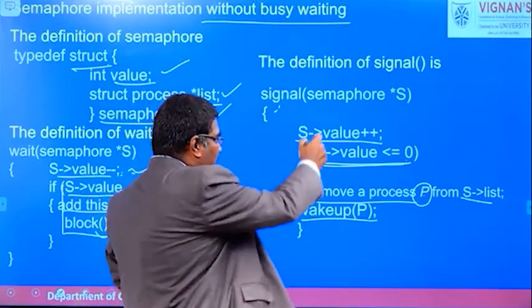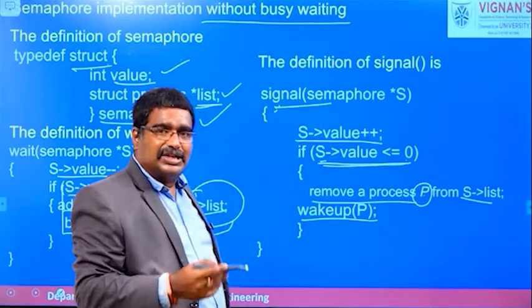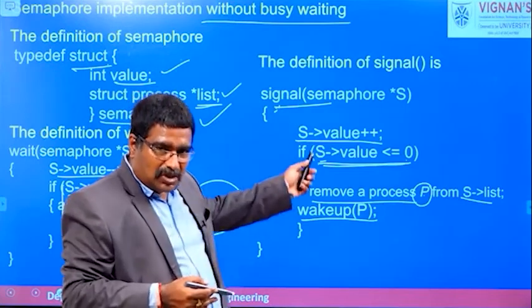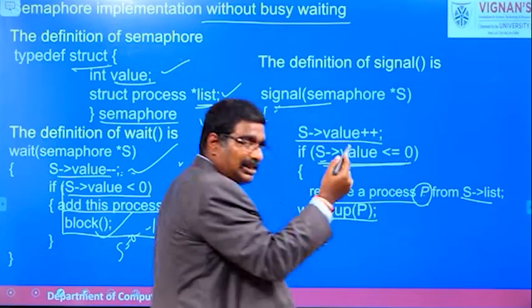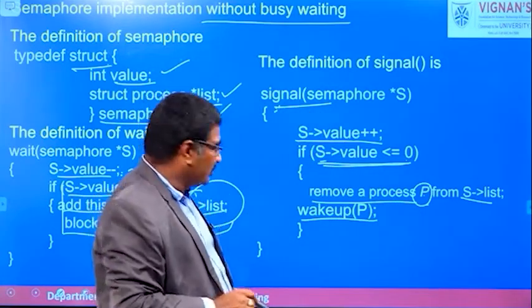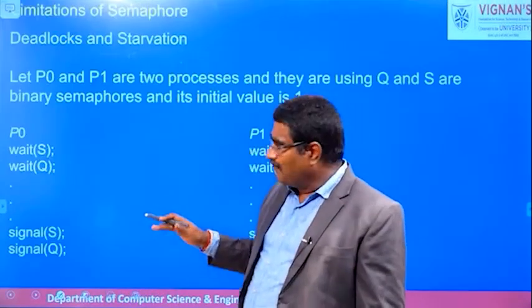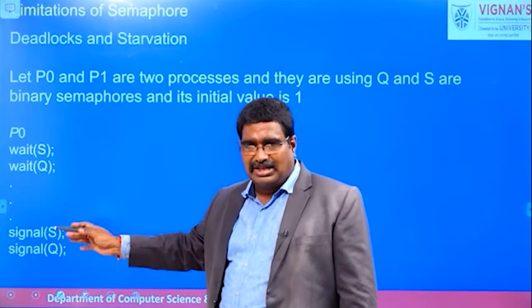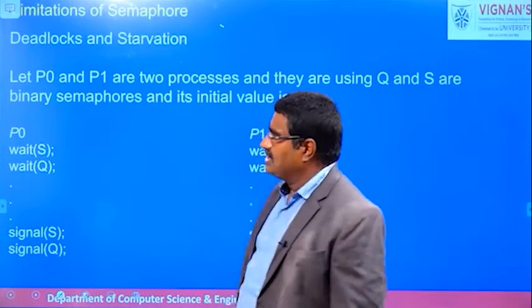So whenever we call the signal function, its value is increased by 1. In addition to that, if some processes are waiting for the particular semaphore, one of those processes is allowed to enter the critical section. So that is the advantage of the signal function. The implementation is just similar to the previous one: wait of S, critical section, signal of S, remainder section. And next, we discuss the limitations of the semaphore.